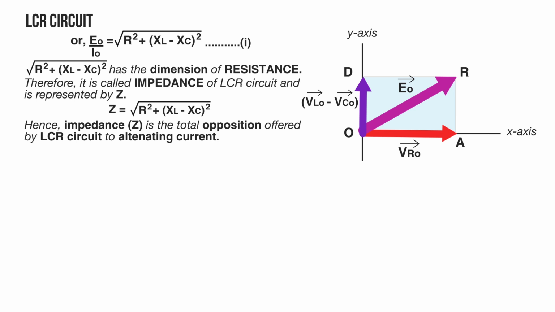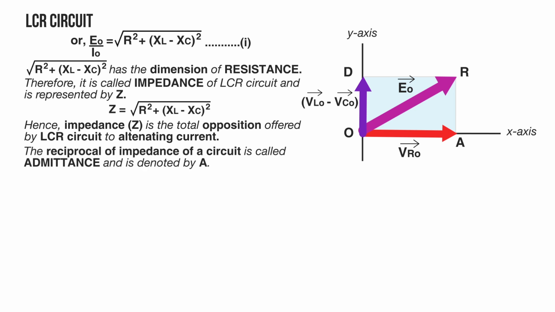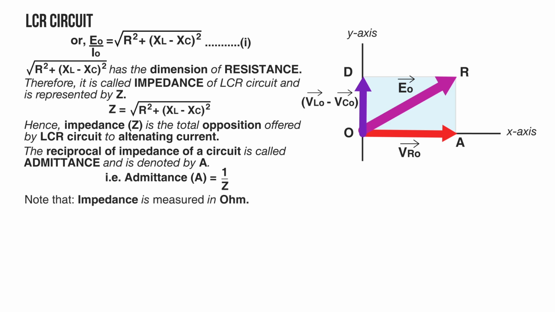Hence, impedance is the total opposition offered by LCR circuit to alternating current. Also, the reciprocal of impedance of a circuit is called admittance and is denoted by A. That is, admittance A equals to 1 divided by Z. Note that impedance is measured in ohm. Therefore, the unit of admittance is per ohm or mho or Siemens.